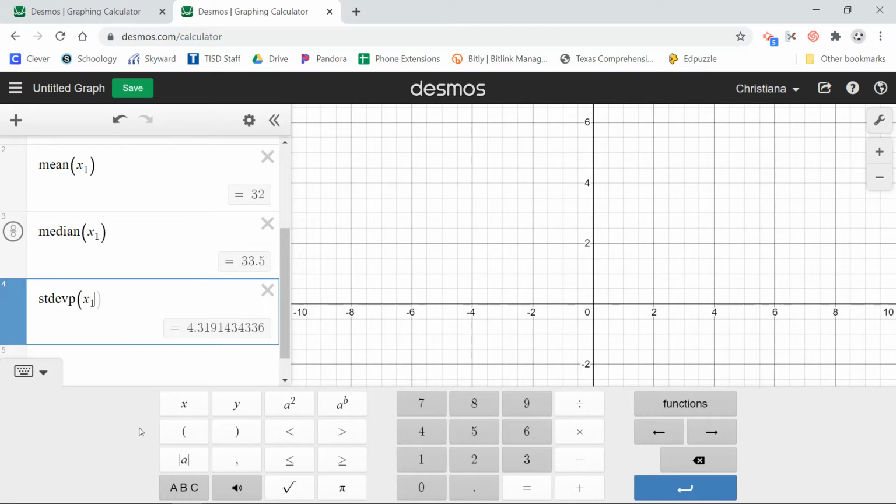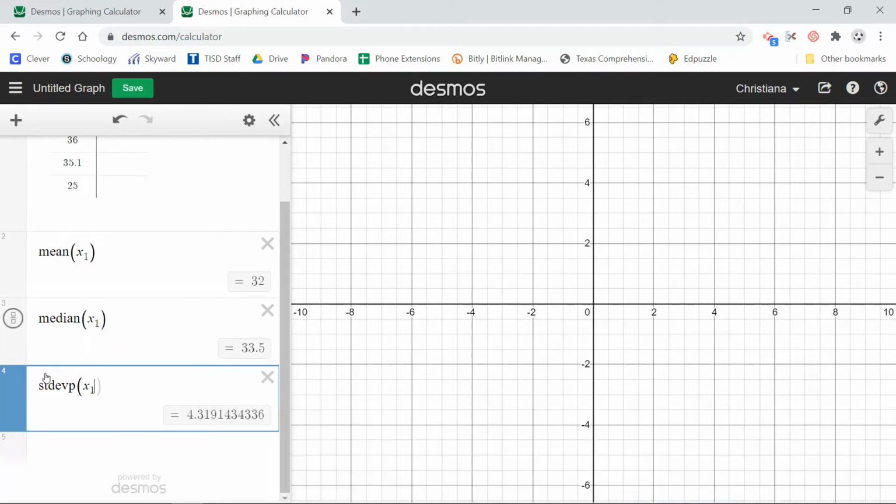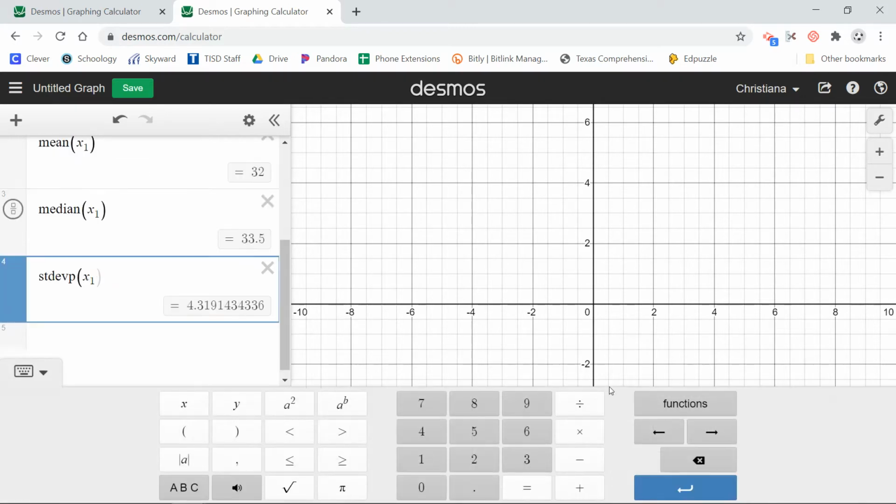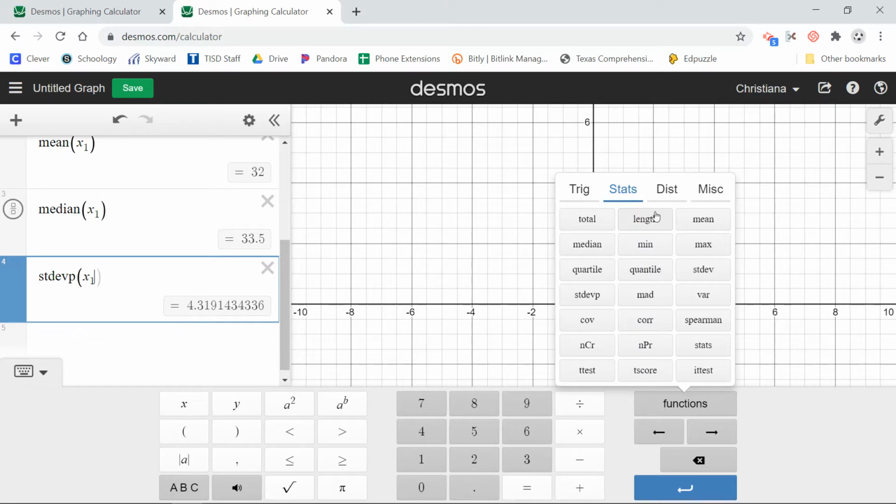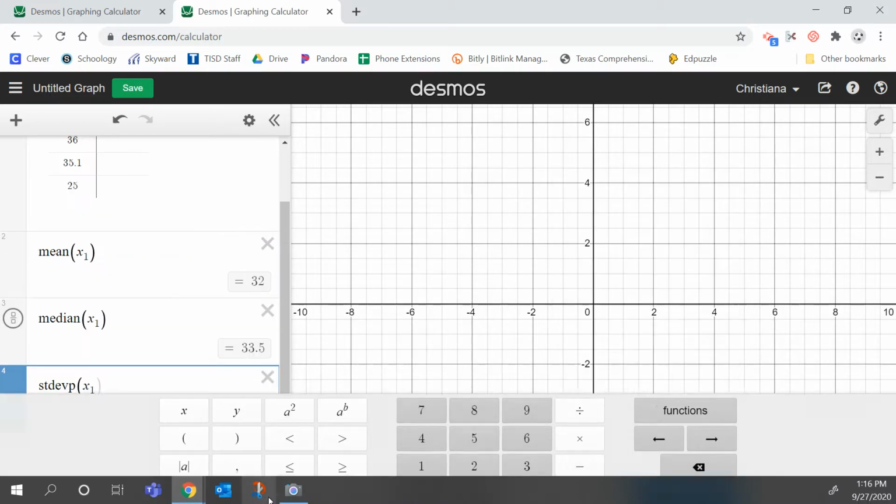Okay. So again, to get to that, I'm closing this out. To get to all of these little tricks, you click on the button next to the keyboard, then click on the function key and pick stats off of this menu. And that will get you to the list of different things that you can use for statistics. Okay, let's go back to here.